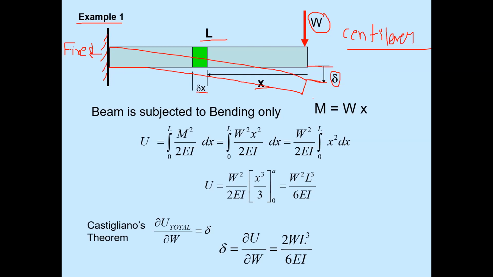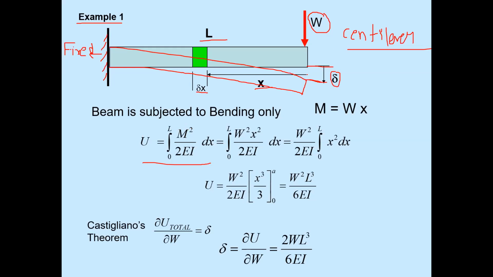So the beam is subjected to bending only. So we know that the strain energy stored in any member due to bending will be U equal to the integral of M square upon 2EI dx. I have already explained the derivation of this equation. U is equal to the integral of M square upon 2EI dx. So we need to find out M.